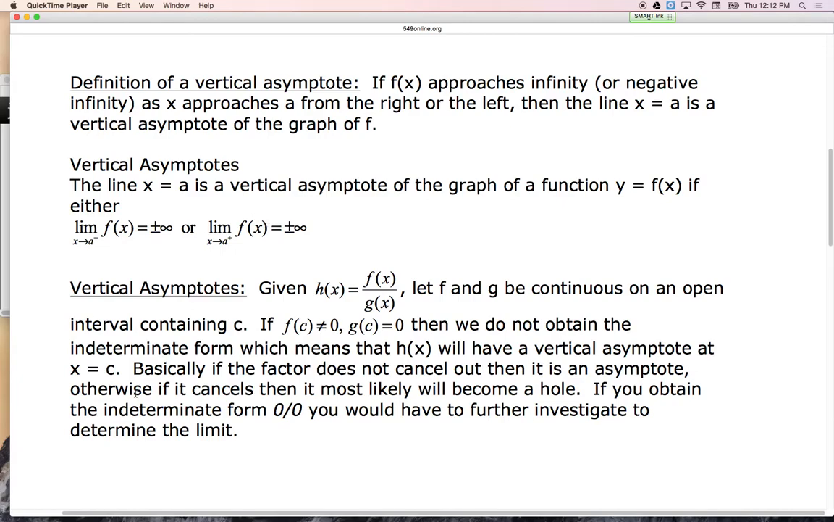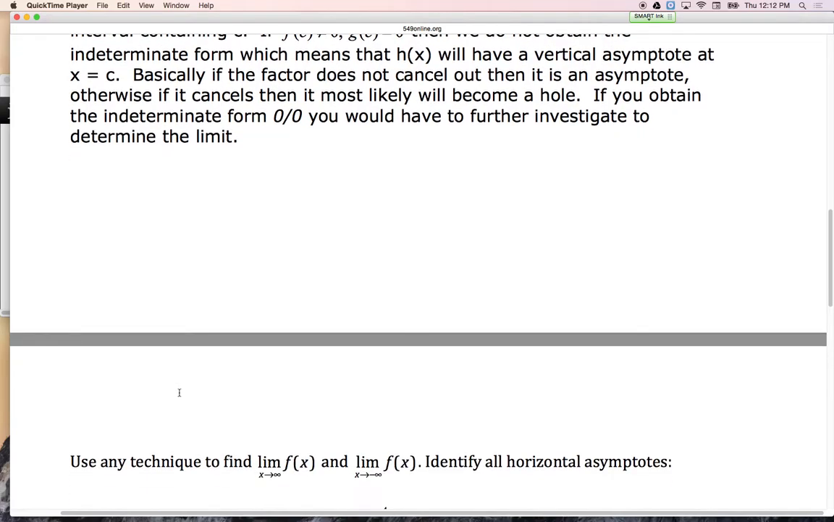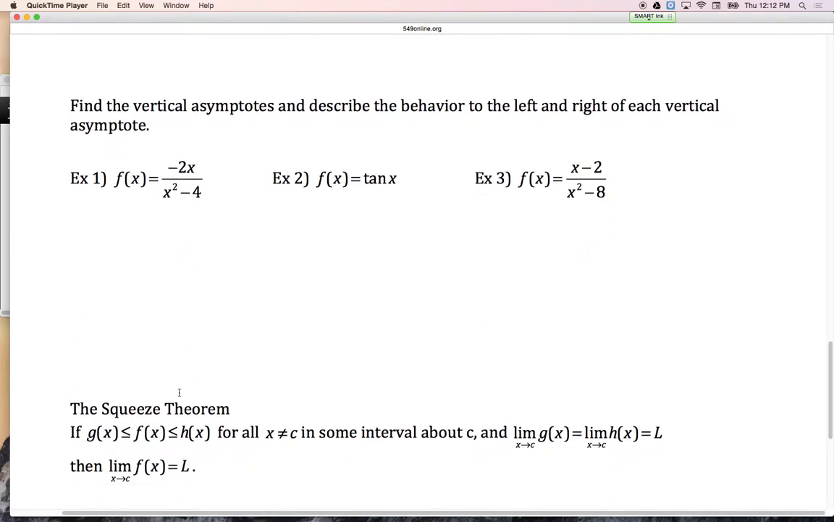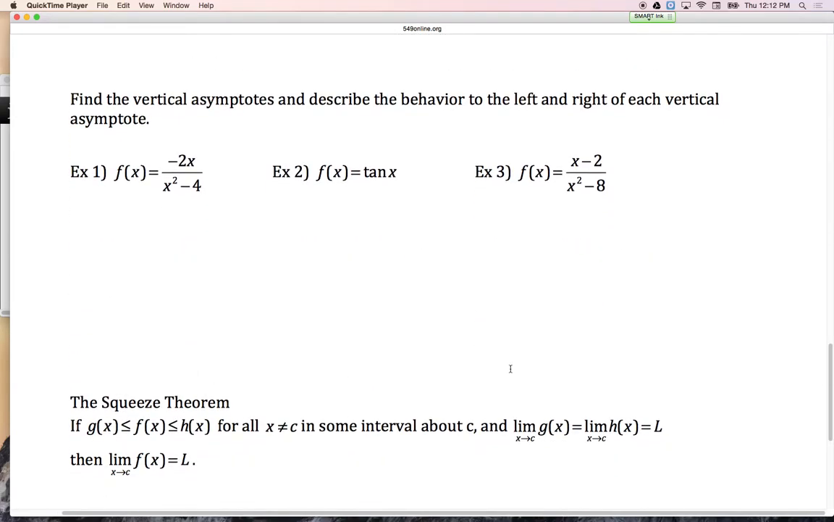So let me go through 3 examples with you real quick here, and then we'll go to the squeeze theorem. We went through those notes yesterday, and for the next 3 examples, find the vertical asymptotes and describe the behavior to the left and right of each vertical asymptote. Okay?